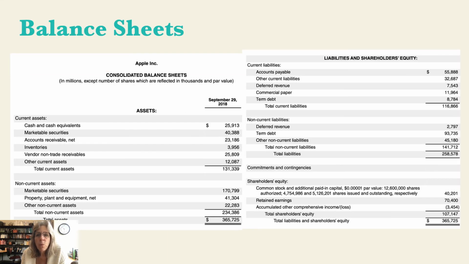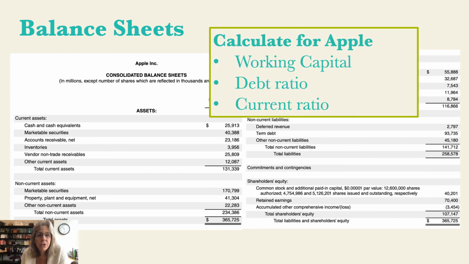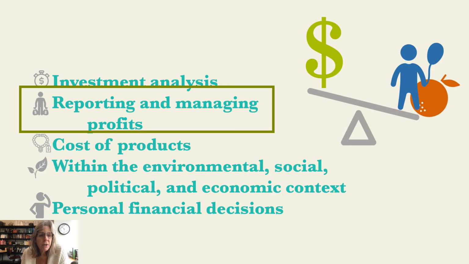So one of the things I'd like you to do is to look back again at Apple's balance sheet, and you can find this in Polylearn, and do a calculation for what is the working capital, what's the debt ratio, and what's the current ratio, so that we can kind of compare it and see what those means. So again, what we've looked at here is the idea of reporting and managing profits in this particular video, and we looked particularly at balance sheets.